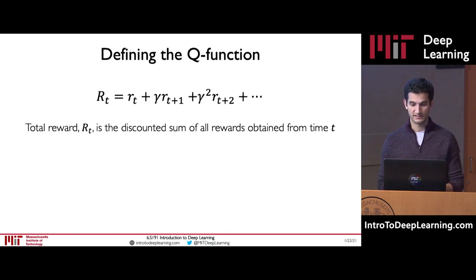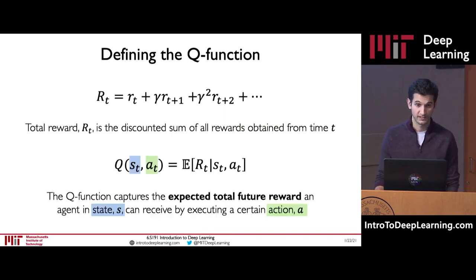Now, the Q function is simply a function that takes as input two things. It takes as input the current state that the agent is in, and the current action that it executes in this current state. Okay, so it takes as input the observation that the agent sees and the action that it's going to take in response to that observation. And the output of our Q function is going to return the expected total future sum of rewards that an agent can receive after that point, given that action that it took in this particular state, right?